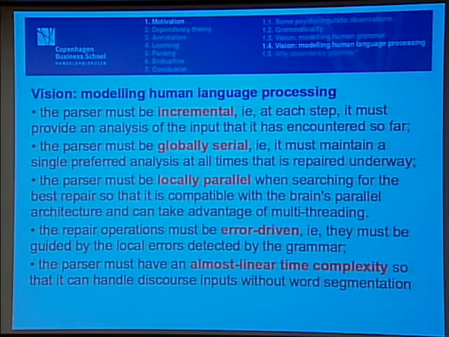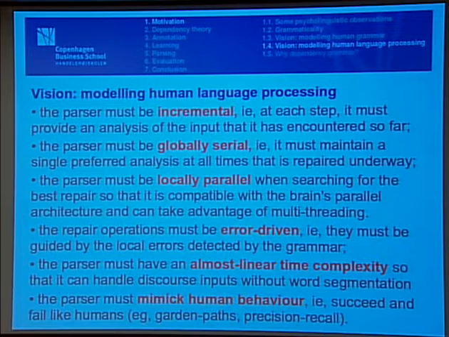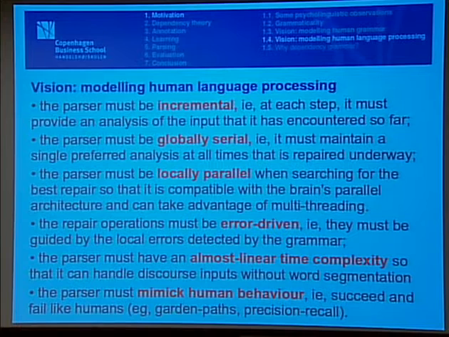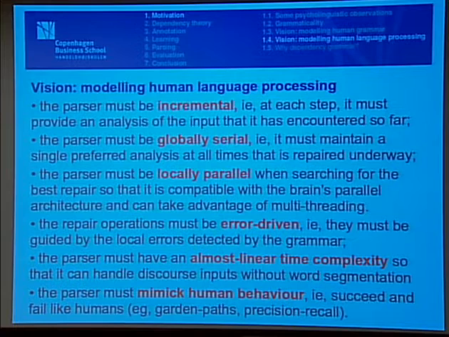But then, of course, there's a last property: it must mimic human behavior. That is, it should succeed and fail like humans do, both with respect to garden path sentences, where we know that human parsing sometimes fails, and with respect to precision and recall. If I'm capable of analyzing some structure, then the model should ideally come up with the same answer. So those are the desiderata.